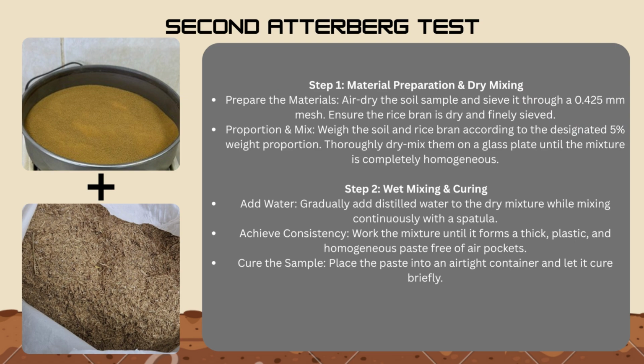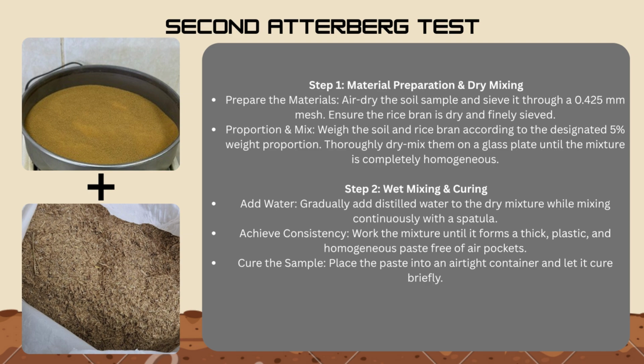Second attribute test by using 5% rice bran additive from soil. Step 1. Material preparation and dry mixing. Prepare the material. Air dry the soil sample and sieve it through a 0.425 mm mesh. Ensure the rice bran is dry and finely sieved.